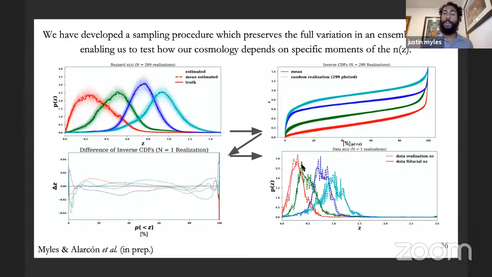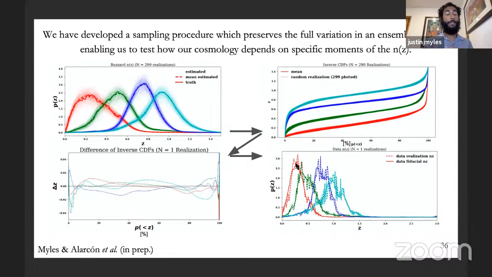So now the solid line is the data fiducial n(z), the redshift distributions of our DES Y3 catalog. And the dashed line is a perturbed version of that fiducial estimate, where the perturbation is smoothly defined by one realization of the simulations. So we've started with an ensemble in simulations and a fiducial estimate in data. We take one of the realizations of the ensemble in simulations and transfer all of its sample variance into the data. So that's how we generate an ensemble in the data.